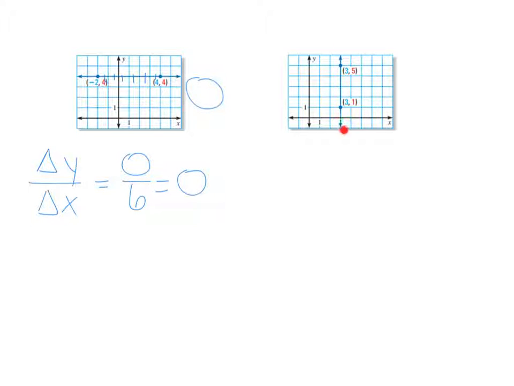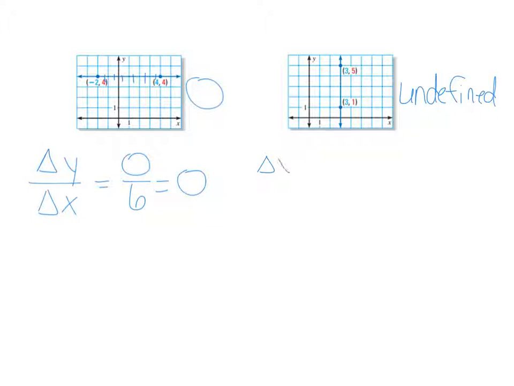Now, what about a vertical line? What kind of slope does a vertical line have? Slope dude falls off the cliff. What does he yell? Undefined. The slope of a vertical line is undefined. End of story. Why? Let's look at the numbers.